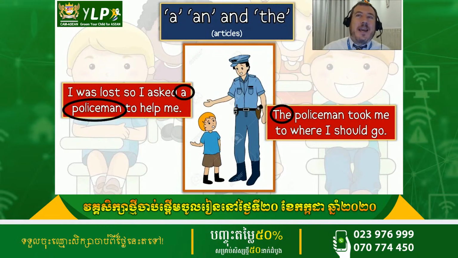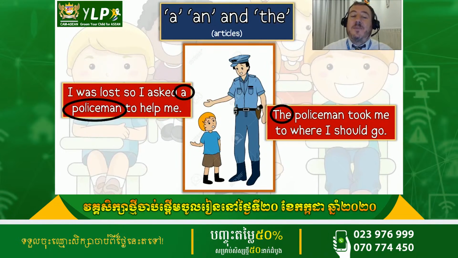We don't need to know the name of the policeman. We don't need to know where he lived. We don't need to know anything about the policeman. We just need to know that he is a policeman. But after we talk about the policeman, now when we talk about him, we know which policeman the boy is talking about. He's talking about the policeman who he asked for help.